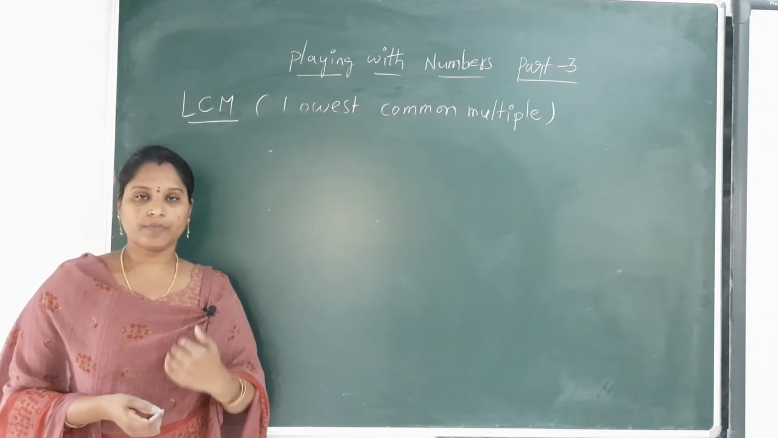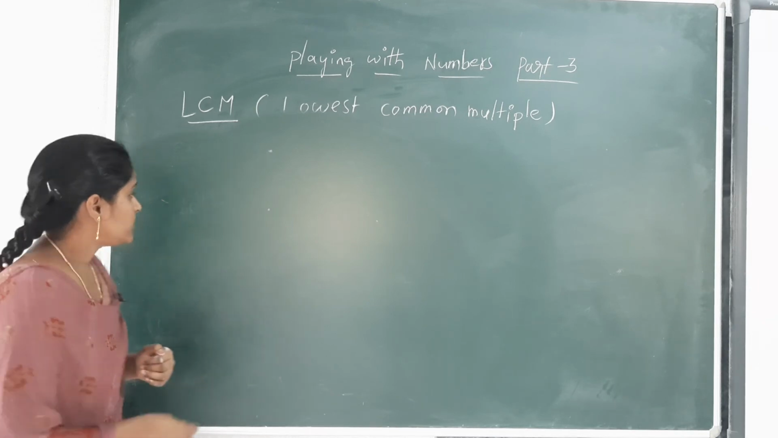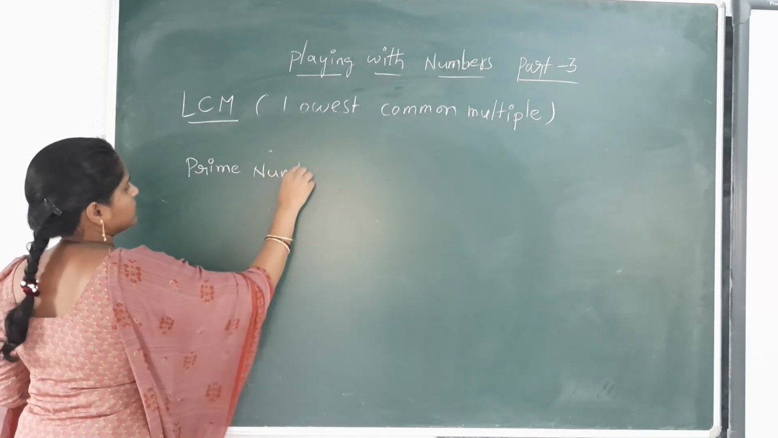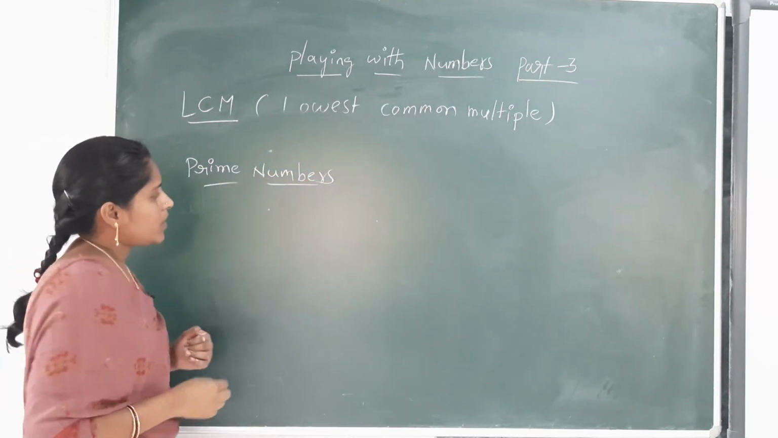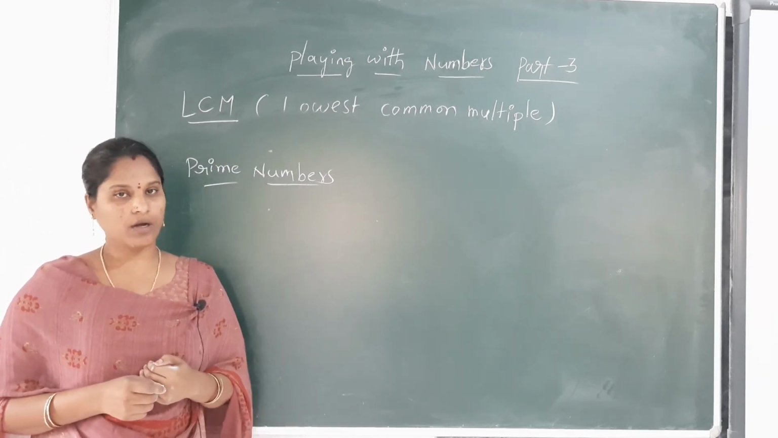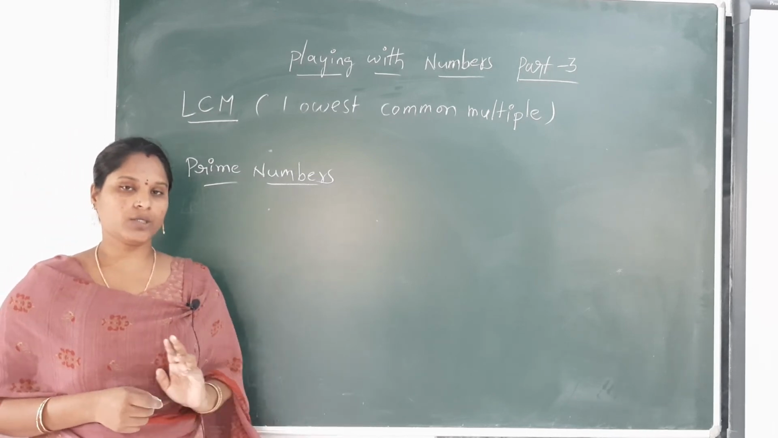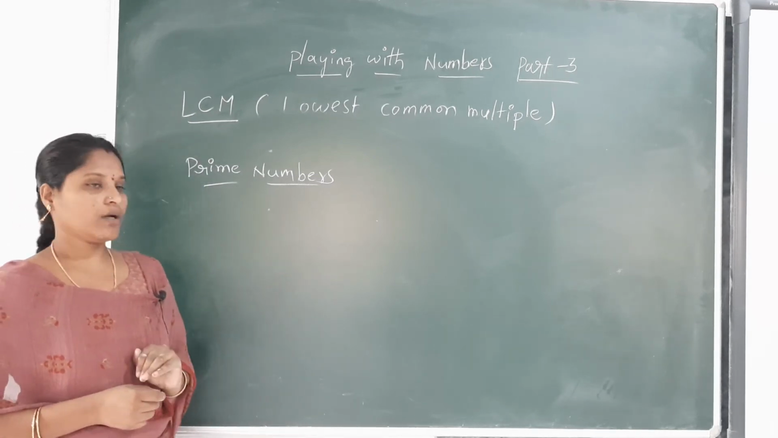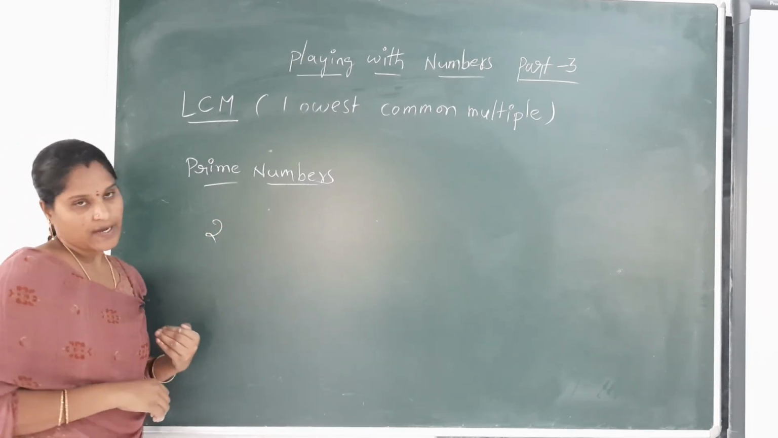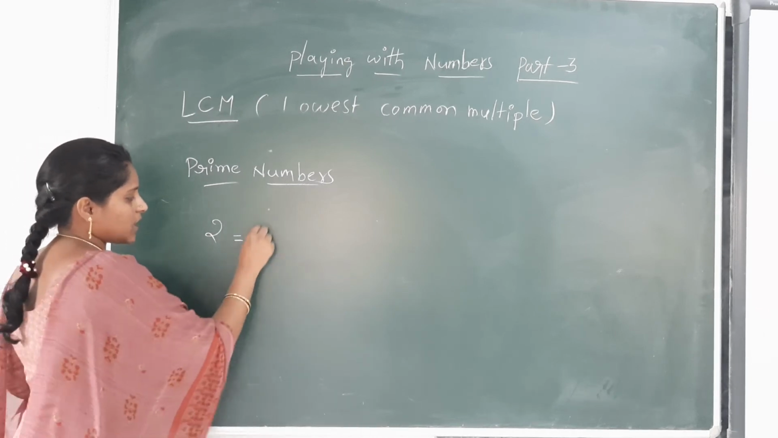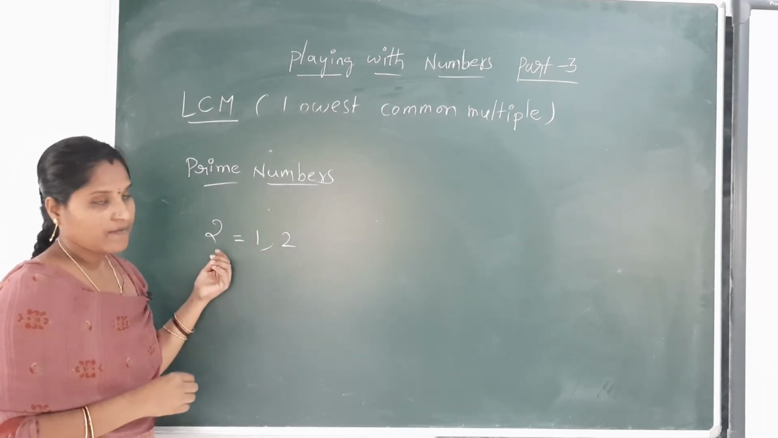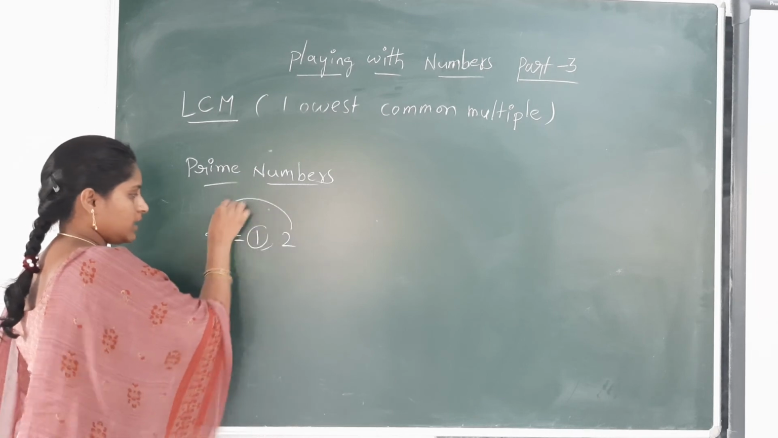Once again, let's discuss prime numbers and how to find them. A number which has only two factors, 1 and itself, is called a prime number. For example, consider 2. What are the factors of 2? 2 comes in only the 1 table and the 2 table. How many factors does 2 have here? Only 2 factors, 1 and itself.